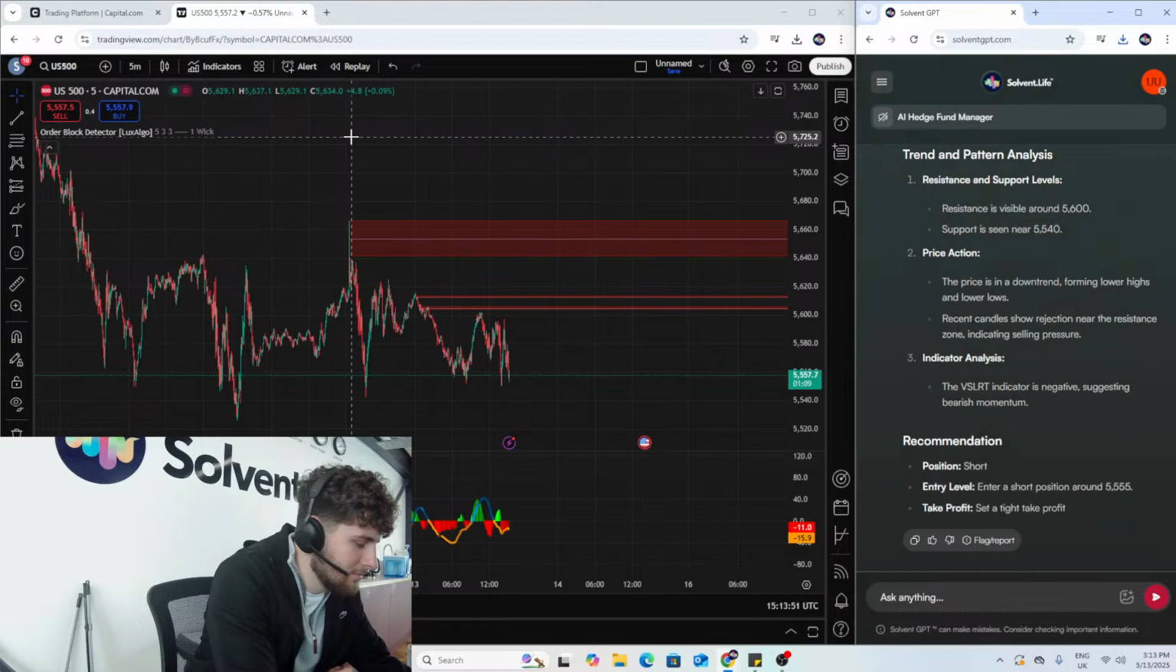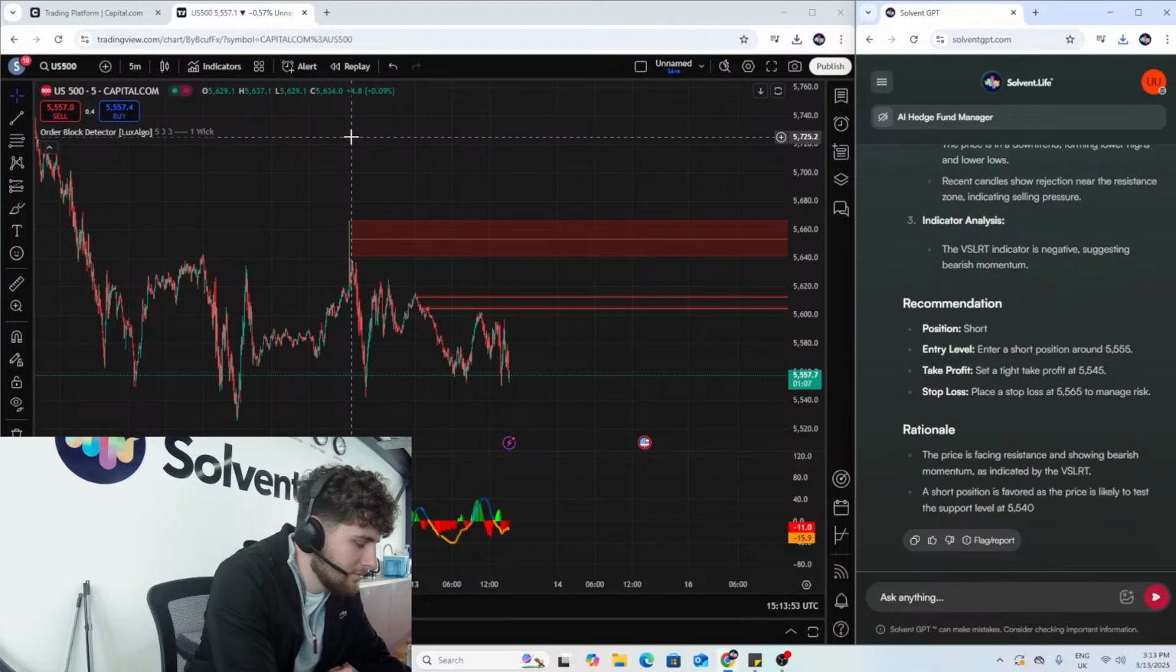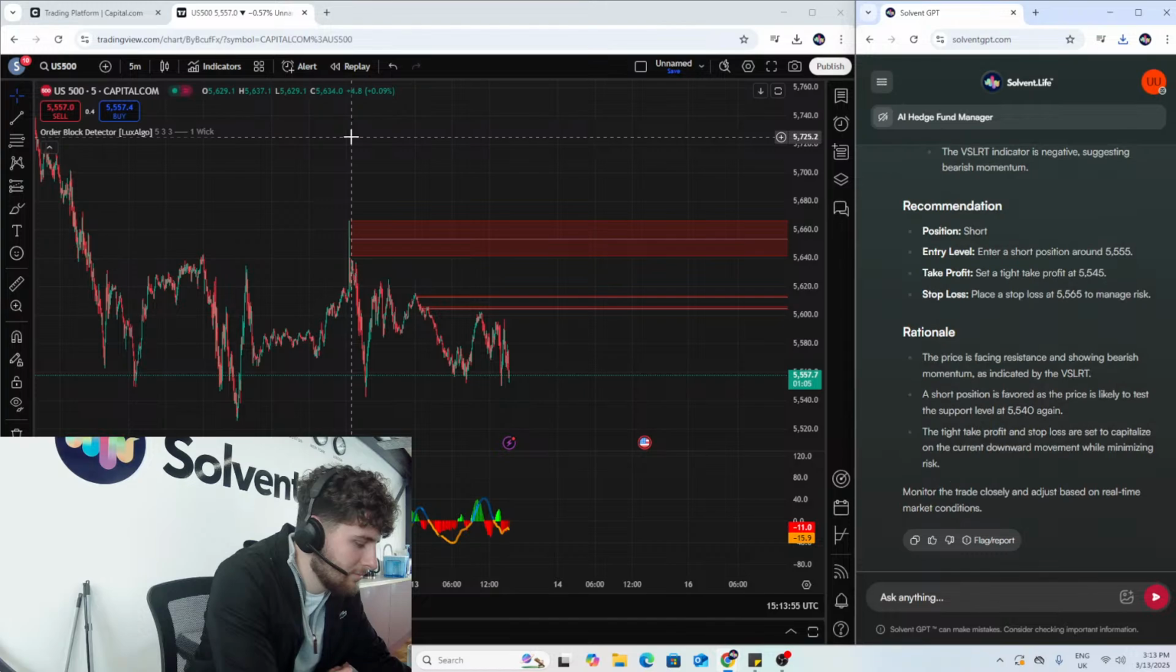Okay. Consider entering a short position around the current. Set a tight take profit of 5545. Place a stop loss at 5565 to manage risk.